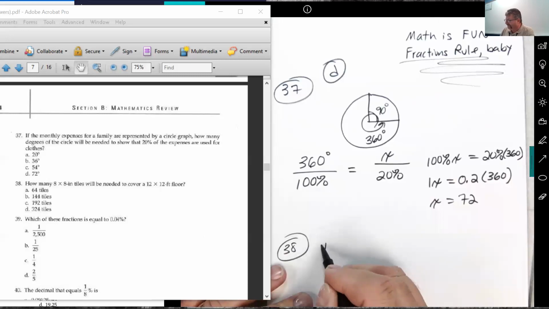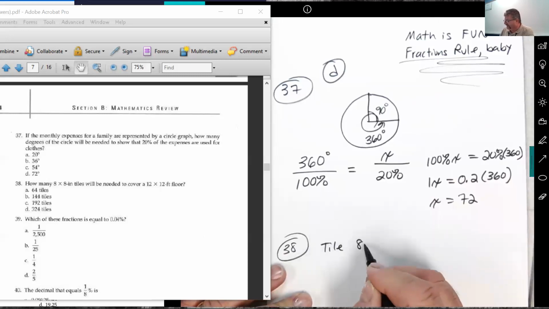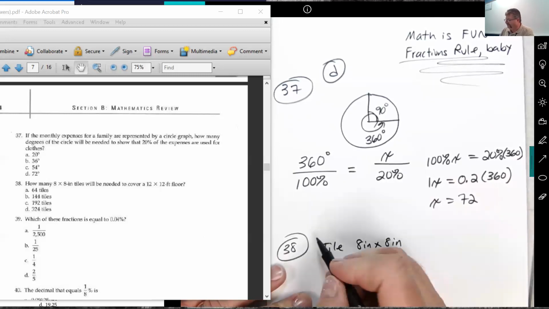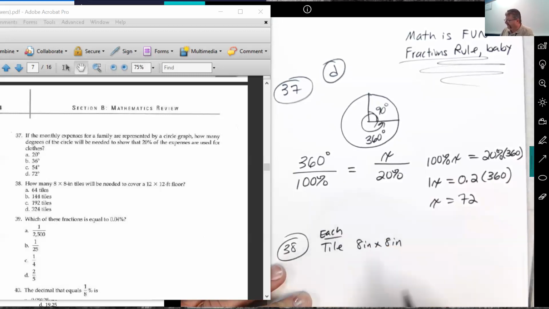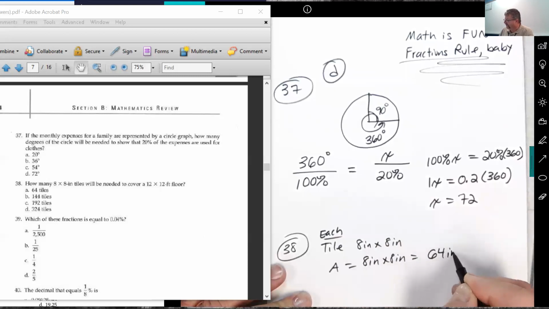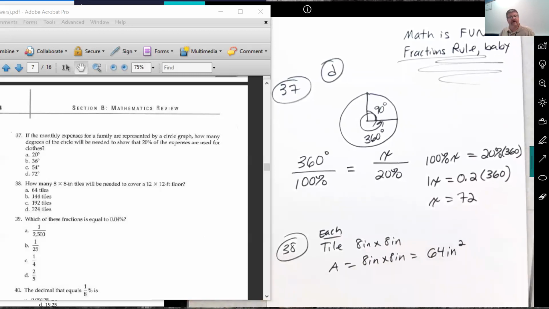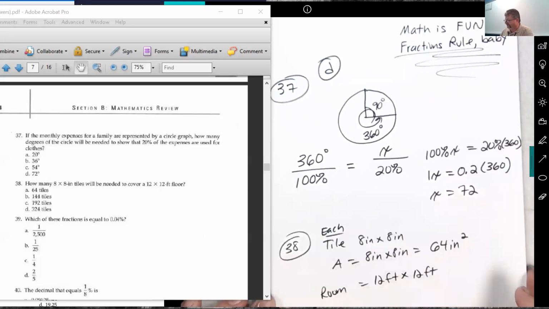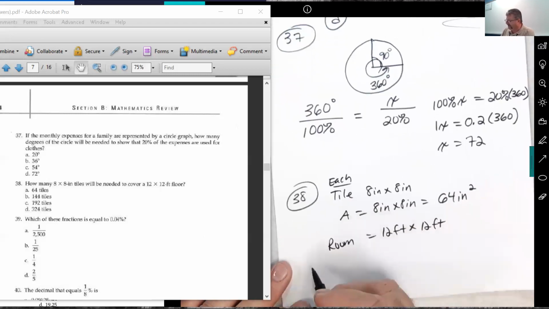Okay, so the tile's already in inches, 8 inches by 8 inches. Okay, each tile. So the area is going to be 8 inches times 8 inches, which is going to be 64 square inches. That's the area of one tile. Well, what about the room? The room is 12 feet by 12 feet. Okay, so let's convert those 12 feet to inches. Okay, kind of do it off to the side here.